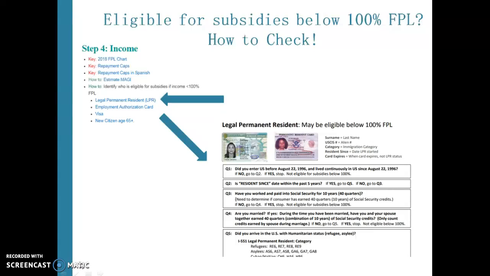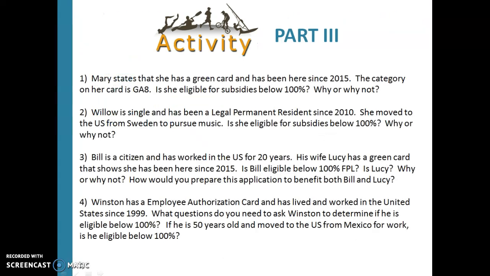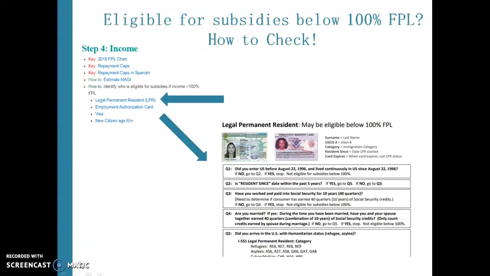Did you arrive in the United States with humanitarian status? And what we're looking for now is that category card. And you can see for her category, it's GA8, which on the tool shows us she is an asylee. What that means is she gets treated as though she's a citizen, and because of that, she is not going to be eligible under 100% of the federal poverty level. So she'd need at least 100% FPL income estimate to qualify for subsidies.